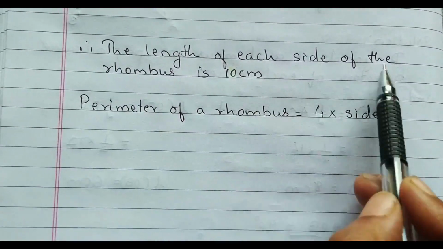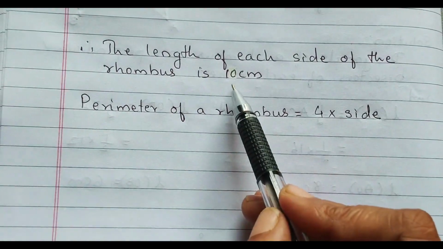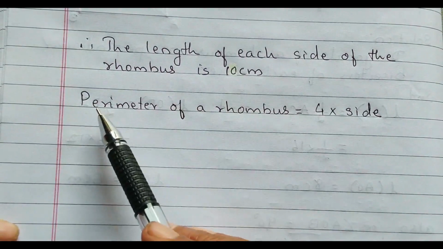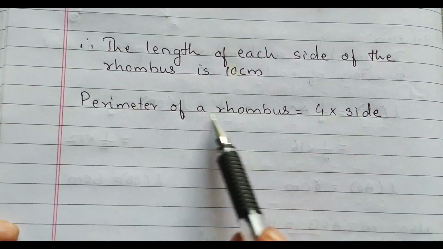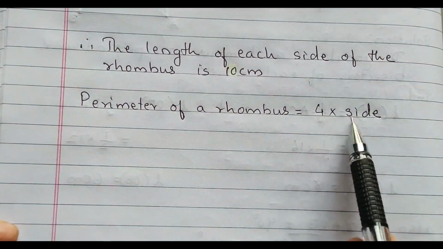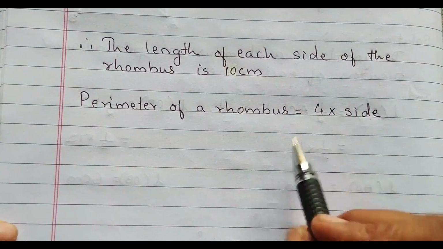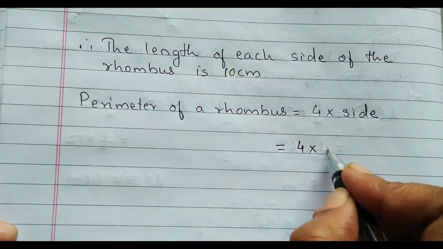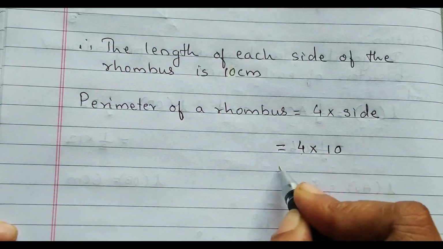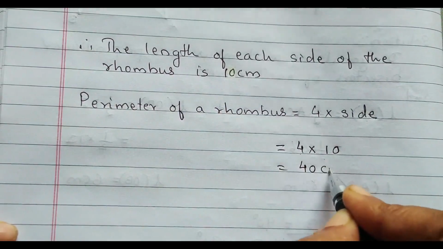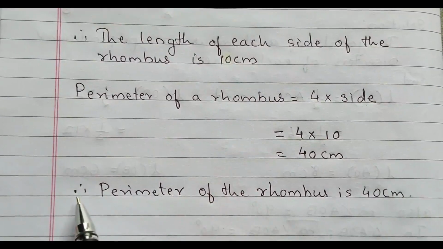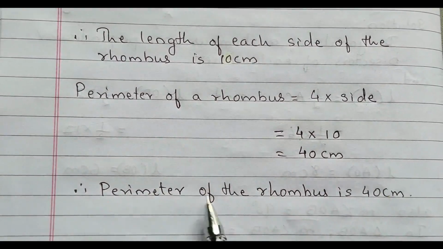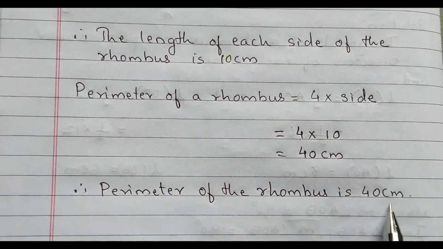Therefore, the length of each side of the rhombus is 10 centimeters because in a rhombus, all the sides are congruent. Now, once you know the side, we can find the perimeter of a rhombus using the formula 4 multiplied by side. So, we get 4 multiplied by the length of the side, which is 10. So, 4 multiplied by 10 is 40 centimeters. So, we get the final answer. The length of each side is 10 centimeters and the perimeter of the rhombus is 40 centimeters.